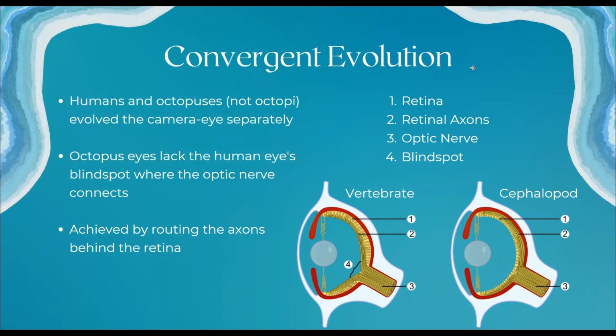Unlike human and other vertebrate eyes, where the retinal axons pass over the retina to join the optic nerve, in octopus eyes, these axons pass behind the retina, leaving its light-receiving surface unobstructed.